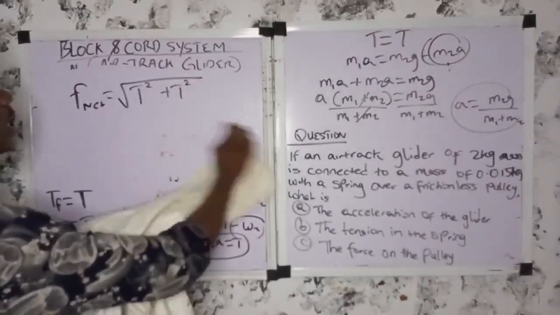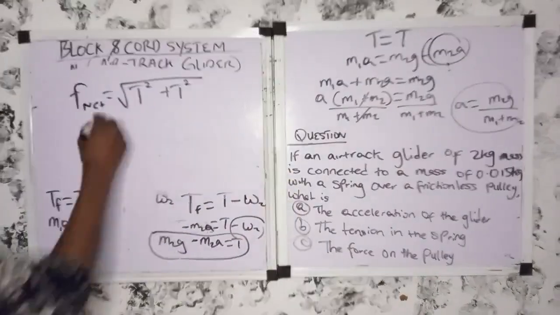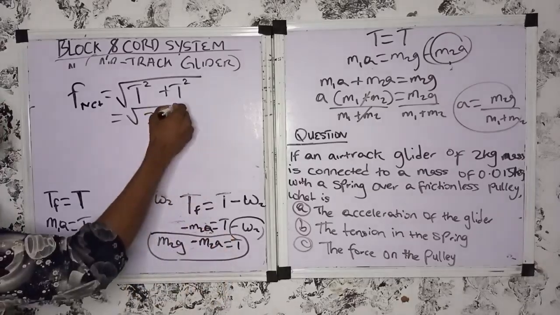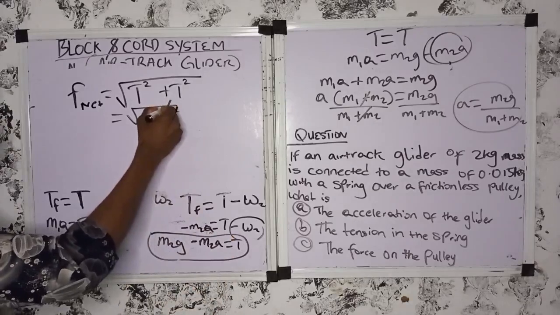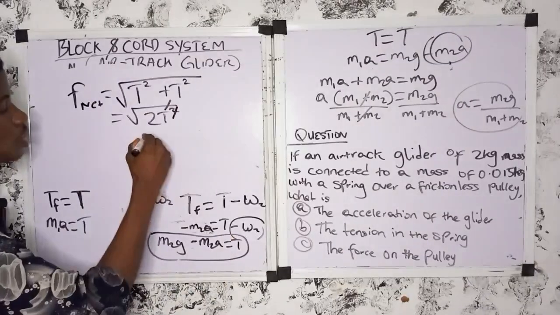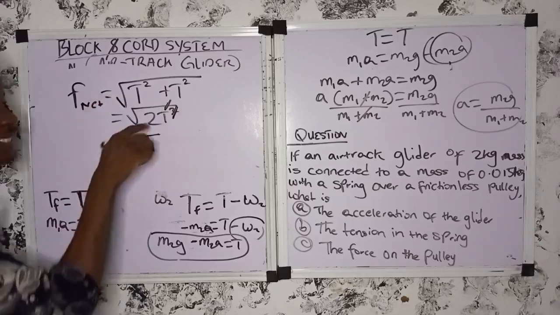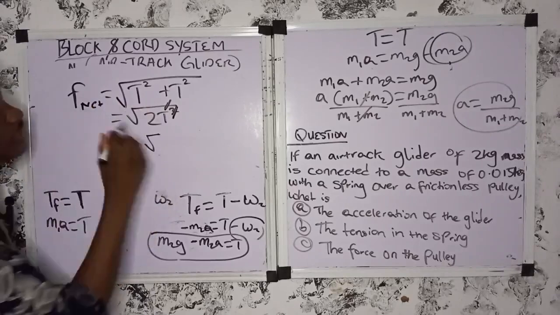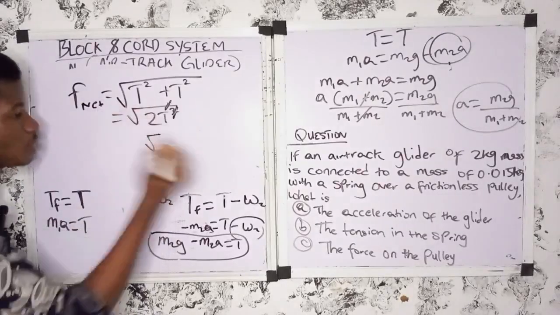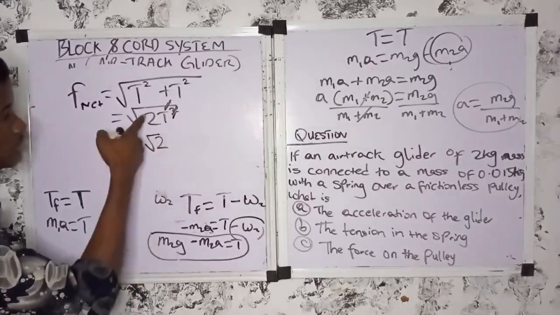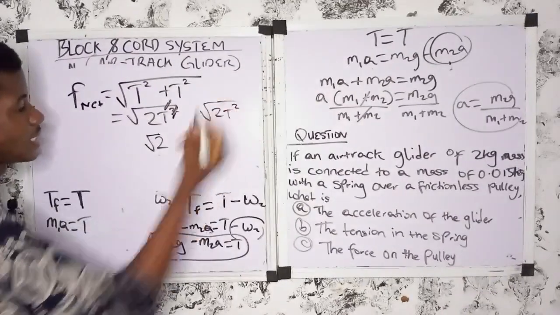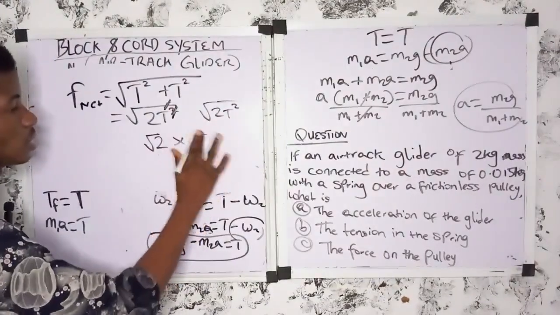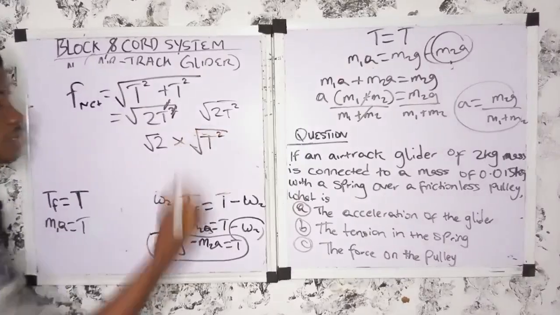So let's add this one. T square plus T square will give us 2T square. Now this square will cancel this square root. Let me break it down for you. Remember, this 2 is also affected by the square root. It is the same thing as root 2 times root T square.